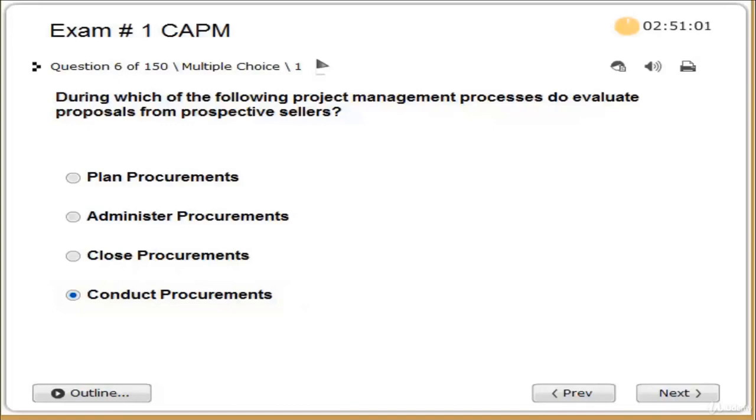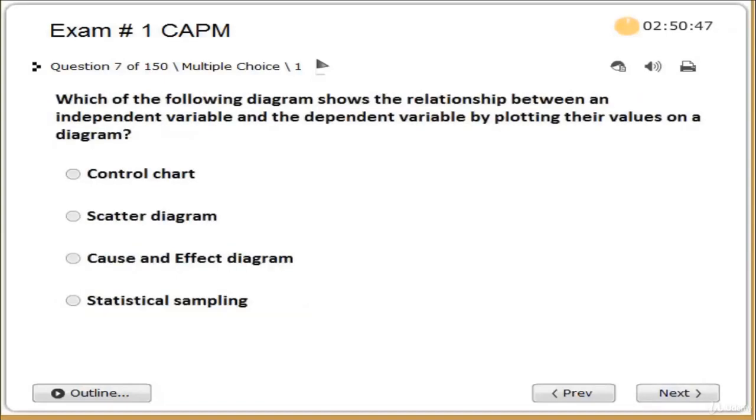Correct answer is option D. Conduct procurements is the process of obtaining seller responses, selecting a seller, and awarding a contract. Reference, PM Book Guide, 5th edition, page 371.